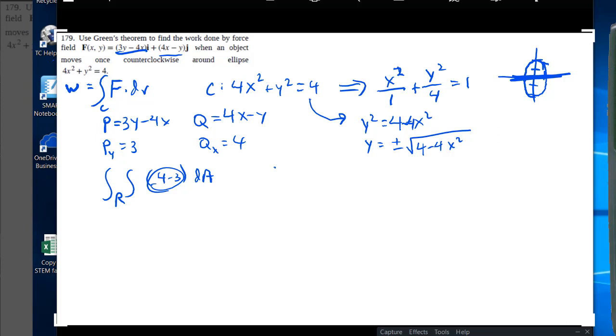So our integral is going to be a double integral, and our y's are going to be going from 0 to the square root of 4 minus 4x squared. And then our x's going from -1 to +1. Type that into our calculator when we get to this point. And that comes out to be 2 pi.